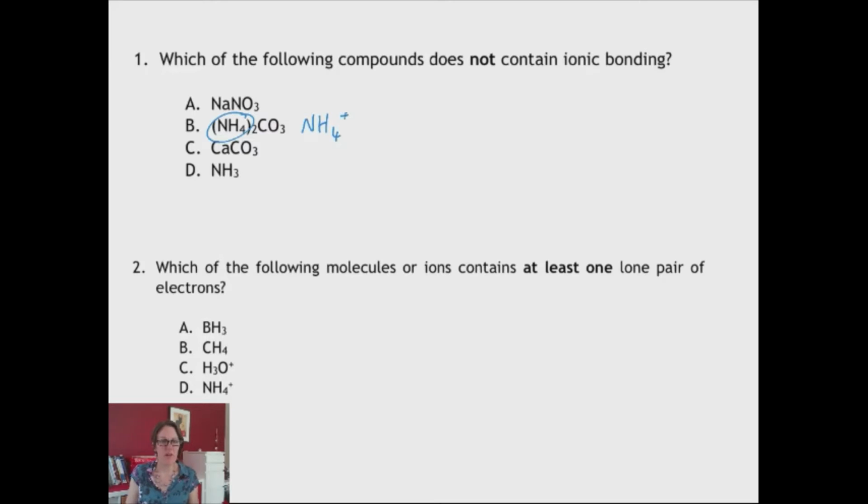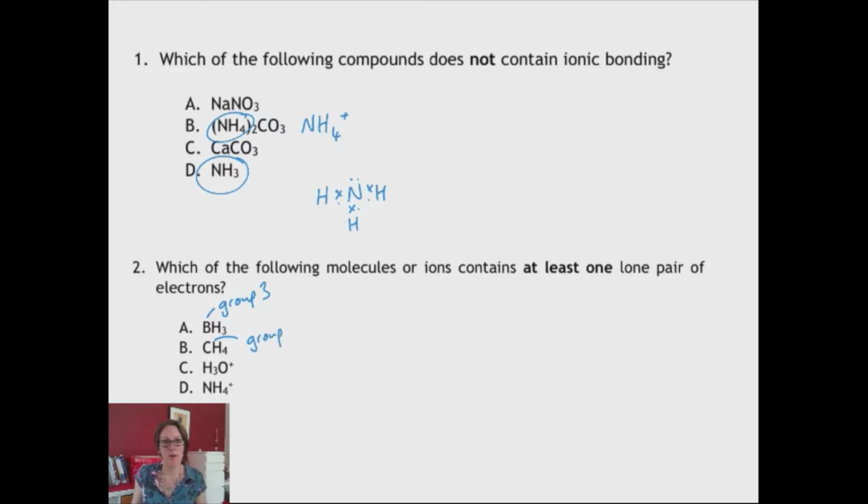Well, NH4, I need to think, that's the ammonium ion. So although B contains no metals, that is an ionic bond still. And then if we look at D though, that does not contain any ions at all. It's a fully covalent compound. So the answer would be D.